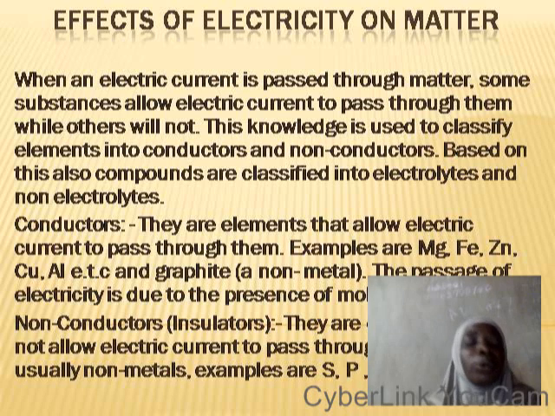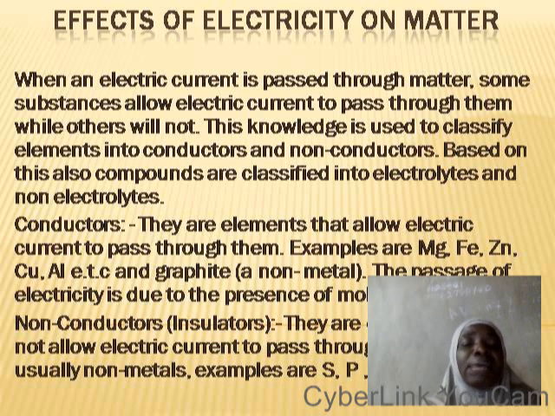As we all know, we have some substances that allow electricity to pass through them, and we have some that will not allow electricity to pass through them. Now, based on this knowledge, we classify elements into two types, that is conductors and non-conductors. Also based on this, we are able to classify compounds into electrolytes and non-electrolytes. We are going to be looking at each of them separately. Let's look at conductors.